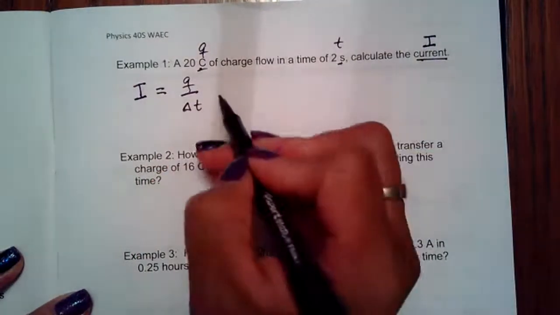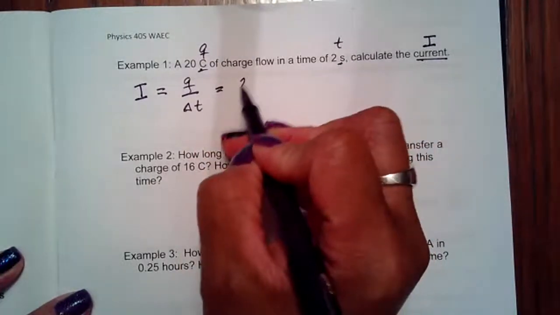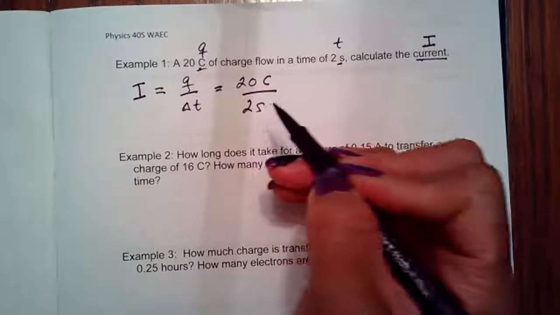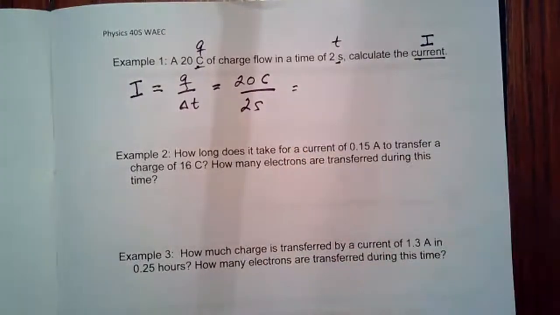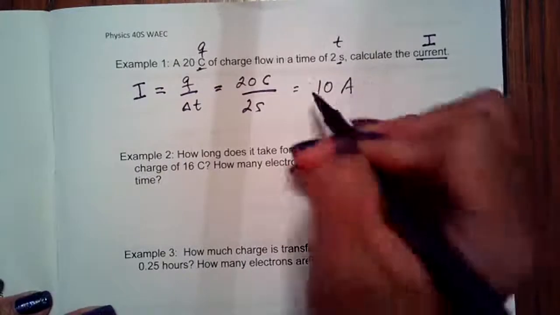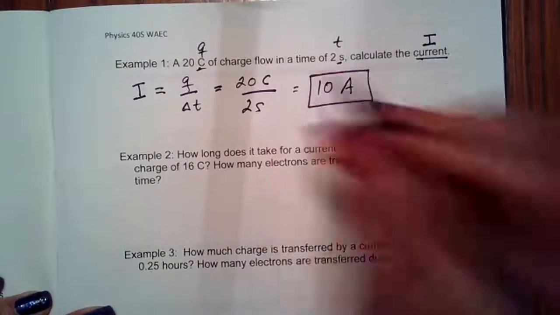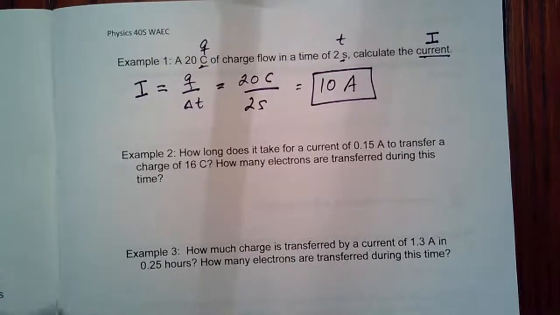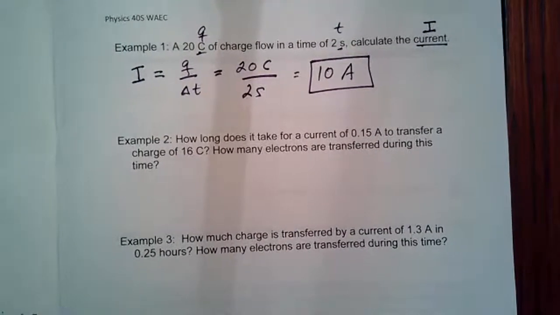So we're looking for current. The charge is 20 coulombs divided by a time of 2 seconds. So you have 20 divided by 2, and that gives you 10 amps, or 10 amperes. You can just shorten it as amps. Okay, example 2.